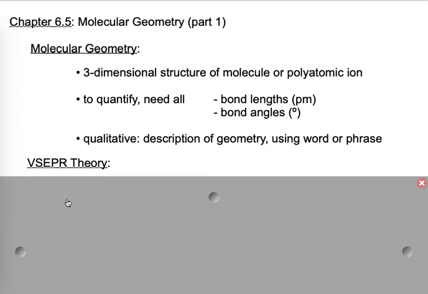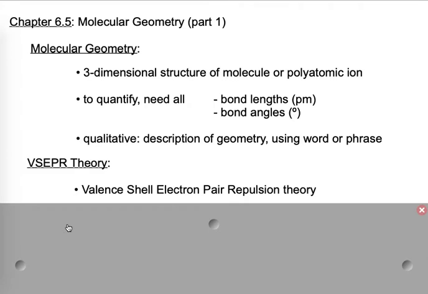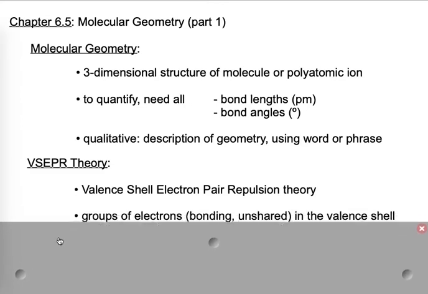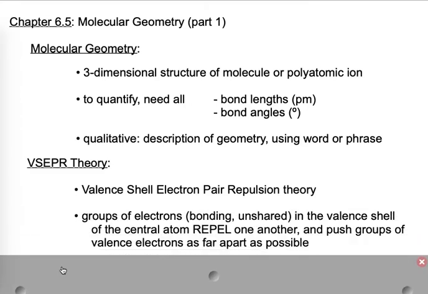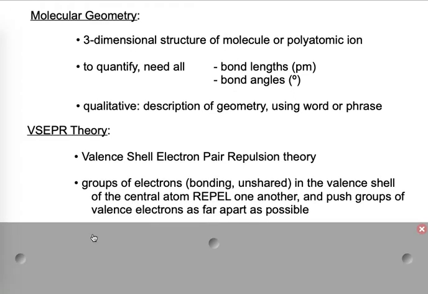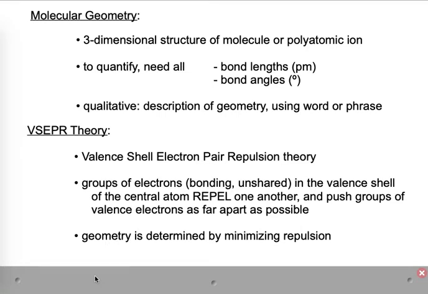It really works well. It's called valence shell electron pair repulsion theory, and the name pretty much describes how the theory works. The fundamental idea is that groups of electrons, including bonding groups of electrons and unshared electrons, in the valence shell of the central atom of the molecule or ion repel one another because they're made of negatively charged electrons, and they push the groups of valence electrons to be as far apart from each other as possible. And the geometry is determined by minimizing the repulsion between these groups of electrons around the central atom.